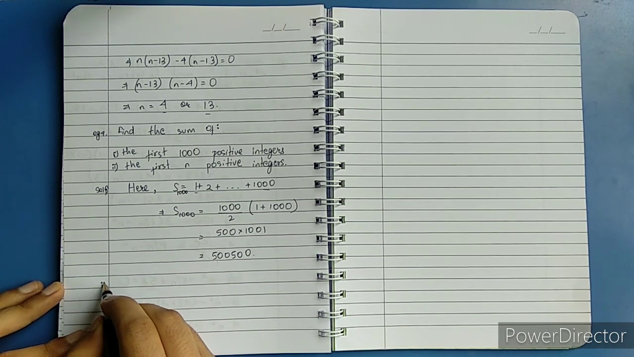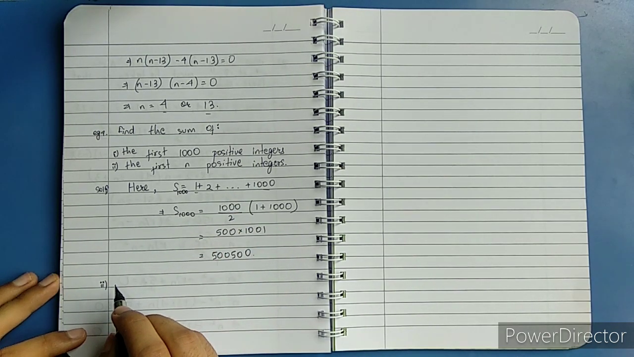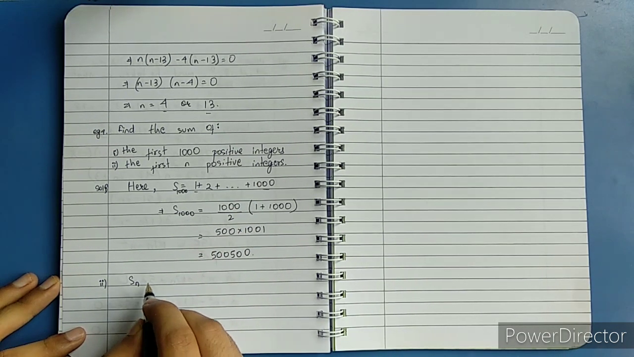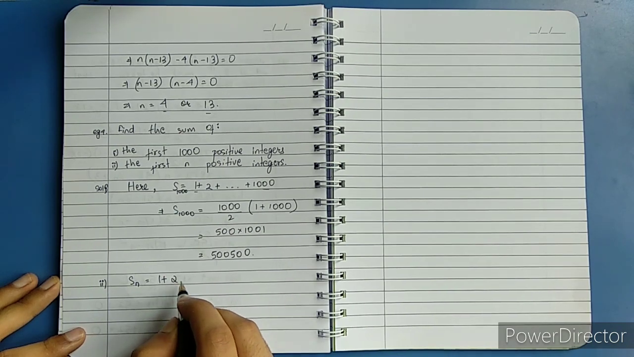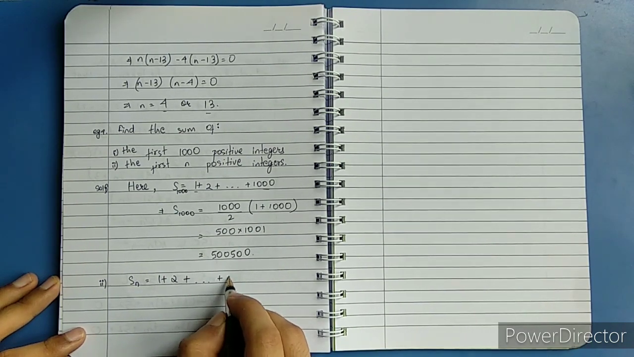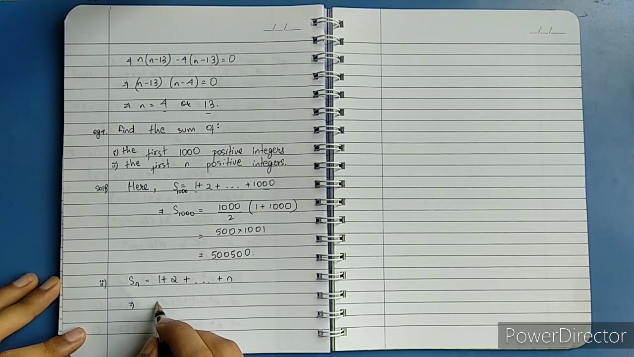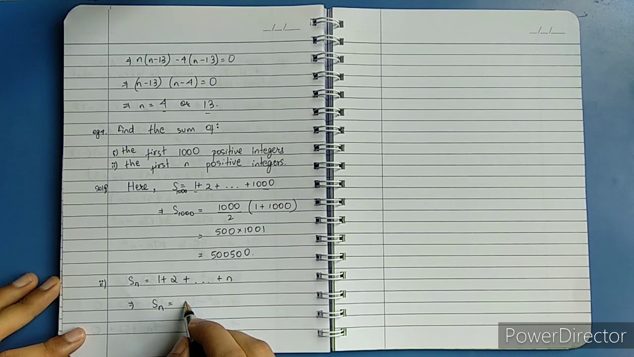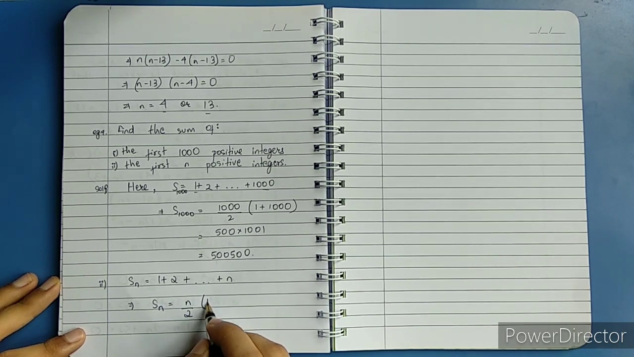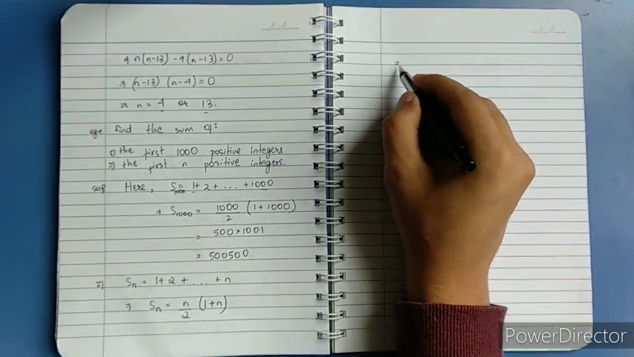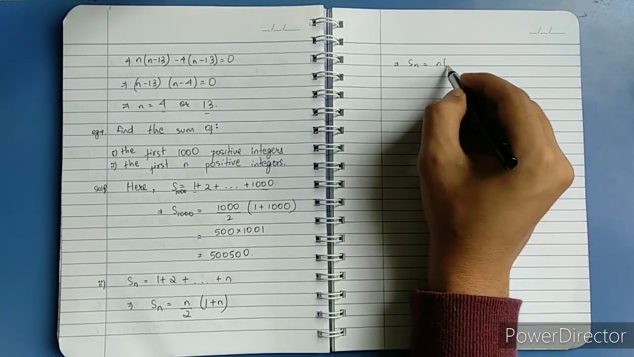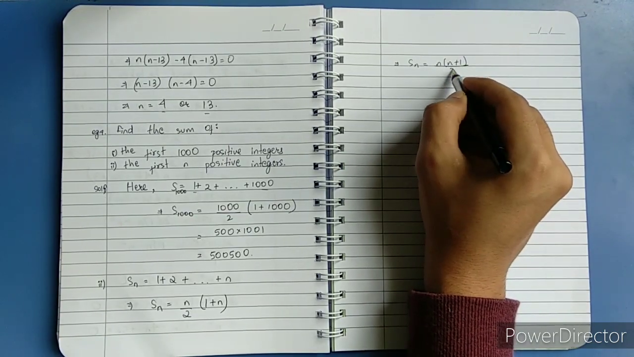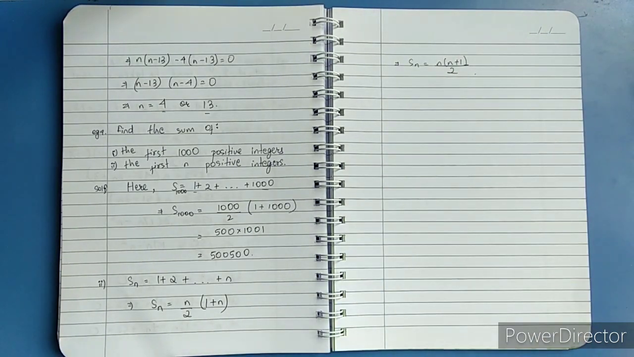Now the second part, the first n positive integers. The sum till n positive integers will be 1 plus 2 plus dot dot dot plus n. So this implies Sn will be equal to n by 2, the first term plus the last term, which implies Sn equals n into n plus 1 by 2. So this is how we get the sum till n positive integers.